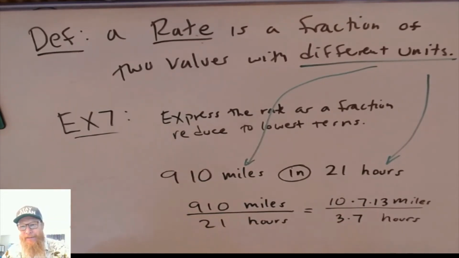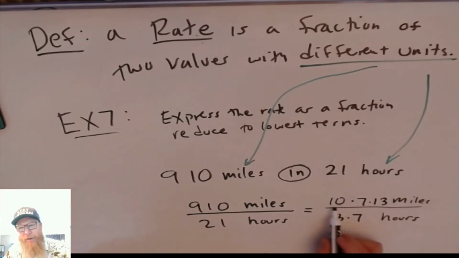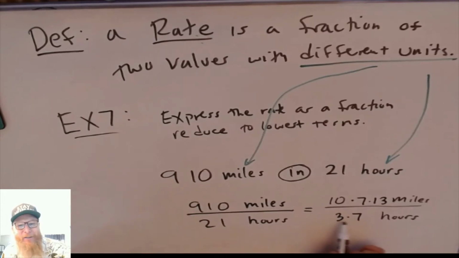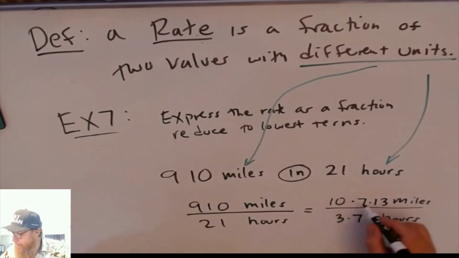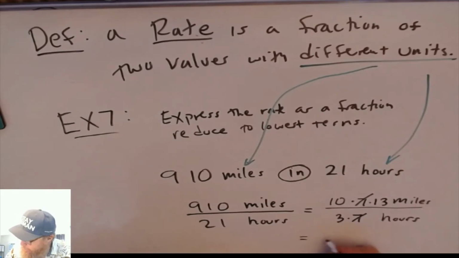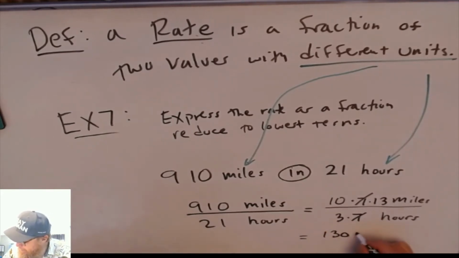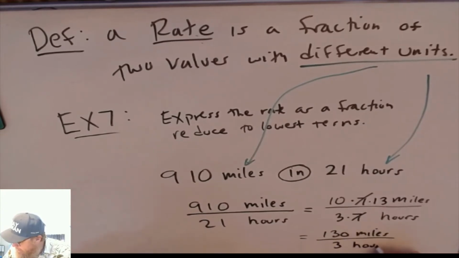All right. Now, I normally would go a little bit further with the 10, but because the denominator is all odd, there's no multiples of 2 in it, or 5, in fact. I'm not going to bother. I'm just going to cancel the 7s. So the rate would be 130 miles in 3 hours.